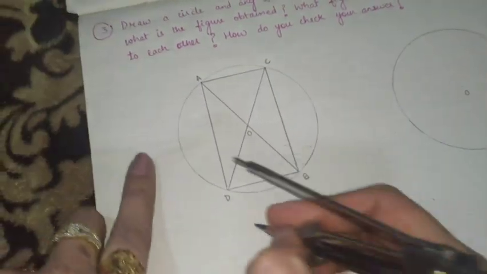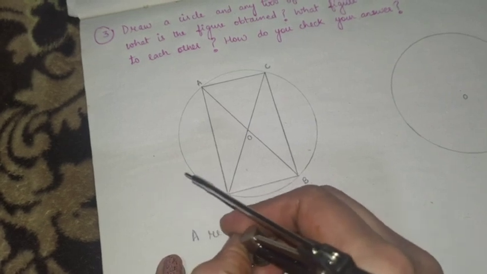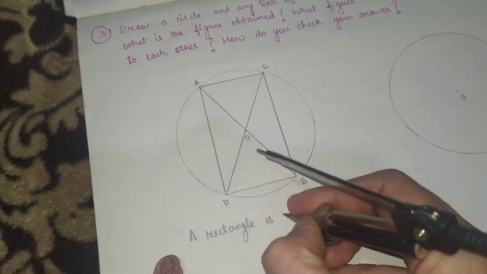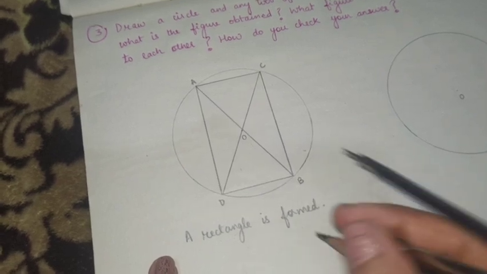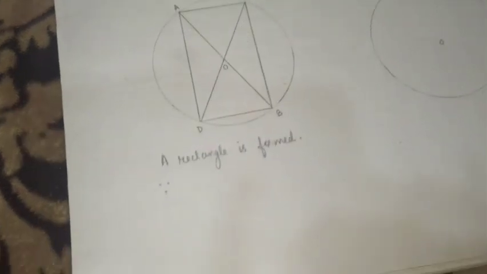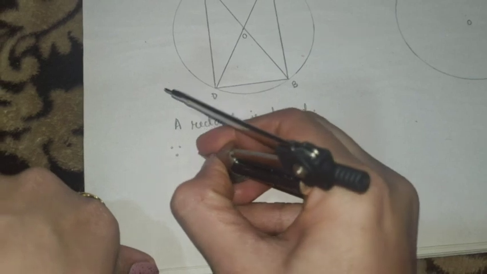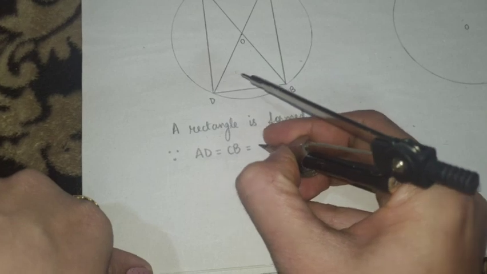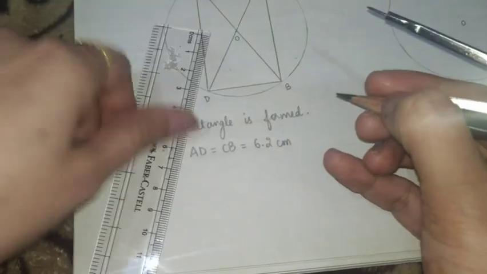So you can just write here, a rectangle is formed. How will you verify? Since AD is equal to CB, which was 6.2 centimeters. I'll just check again.